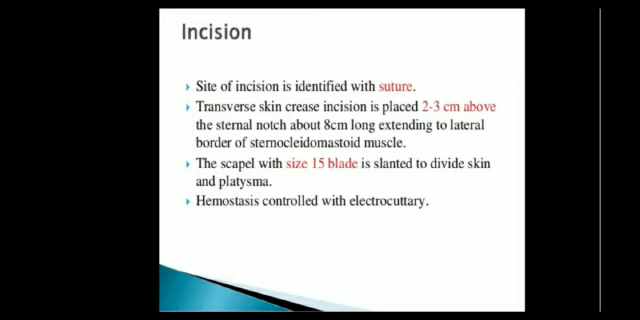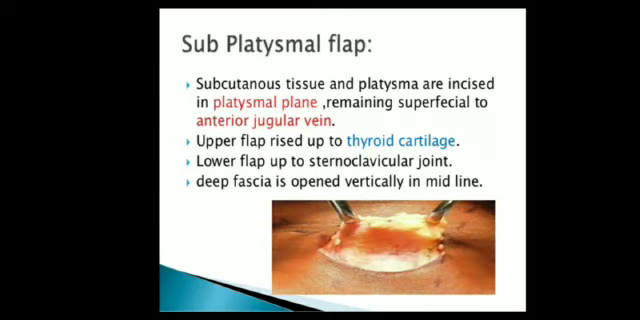The scalpel with a size 15 blade is slanted to divide skin and platysma. Hemostasis is controlled with electrocautery. Subplatysmal flap: subcutaneous tissue and platysma are incised in the platysmal plane, remaining superficial to the anterior jugular vein. Upper flap is raised up to the thyroid cartilage. Lower flap to the sternoclavicular joint.